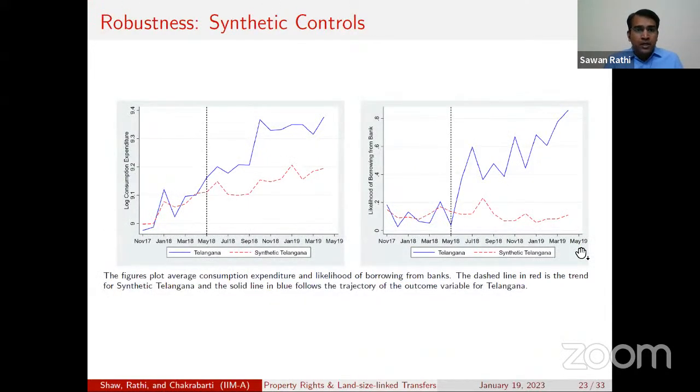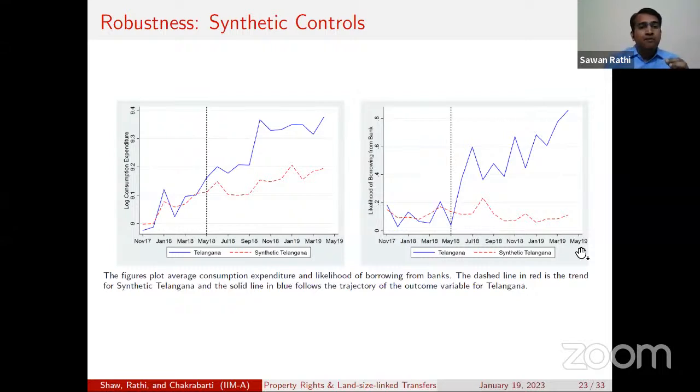So that is about it. We do a lot of robustness checks because there could be a lot of concerns regarding whether the border district controls are the right measure or not. So we construct a synthetic control. We take the whole of India as a control group, and within that we match the demographic variables with Telangana as a treatment, and the consumption of the rest of India being matched in this time frame, again using the CMI data.